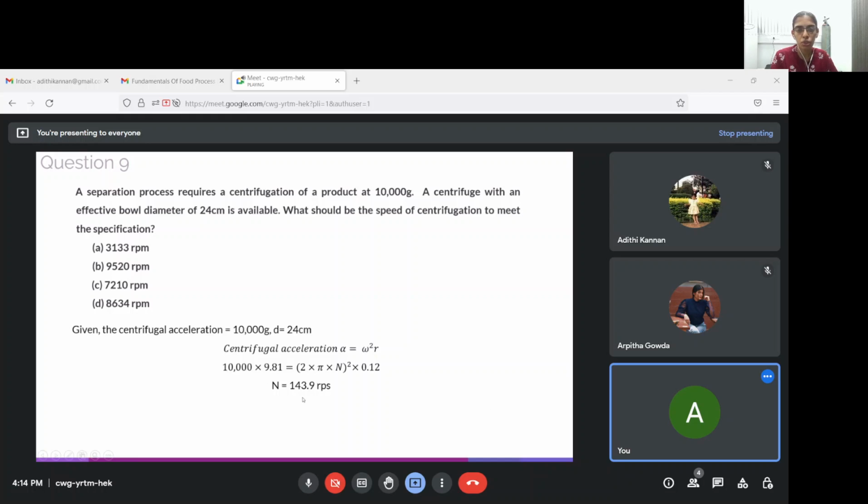So N is equal to 143.9 radians per second. When you convert it into minutes, you multiply by 60. So N is equal to 143.9 RPS into 60, which is 8634 RPM, revolutions per minute. So the answer to this question is option D.